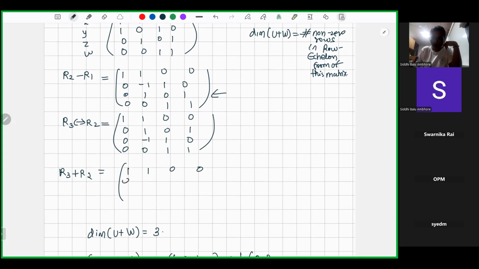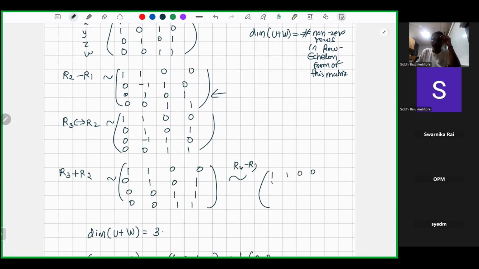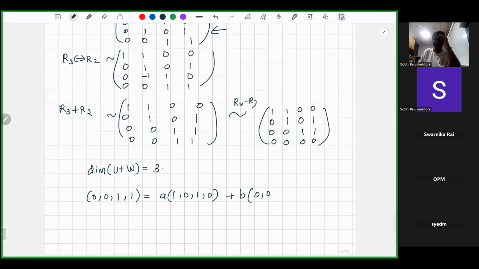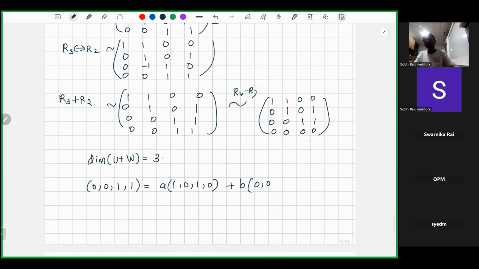So this is 1, 1, 0, 0, 0, 1, 0, 1, 0, 0, 1, 1. And this is 0, 0, 1, 1. And now from here, this is not correct symbol. And now I'm doing here R4 minus R3. And now I'm getting this 1, 1, 0, 0, 0, 1, 0, 1, 0, 0, 1, 1, and 0, 0, 0, 0. And R4 here was as it is. And we could subtract R4. I mean, we could make R4 0 just by doing the combinations from R1, R2, R3.